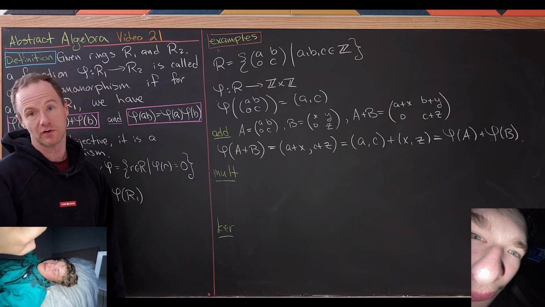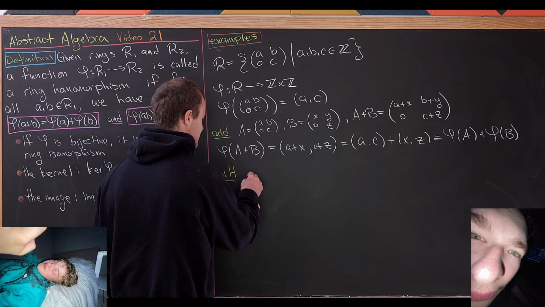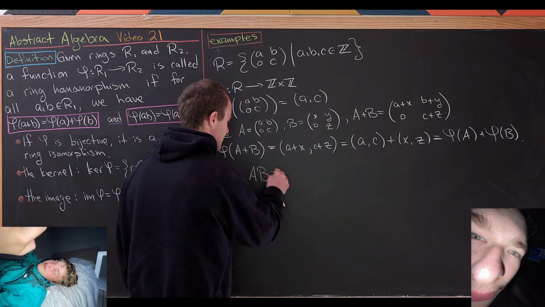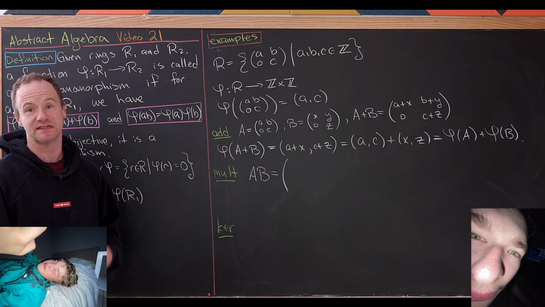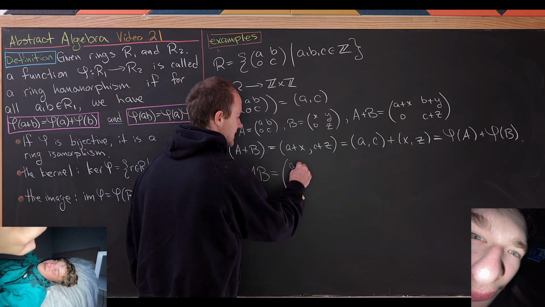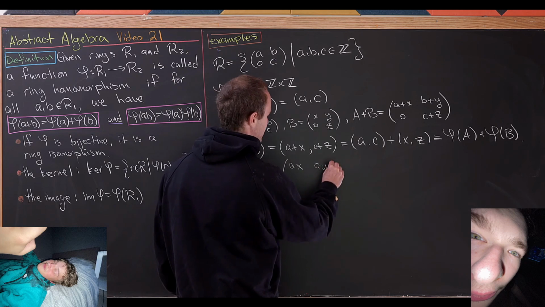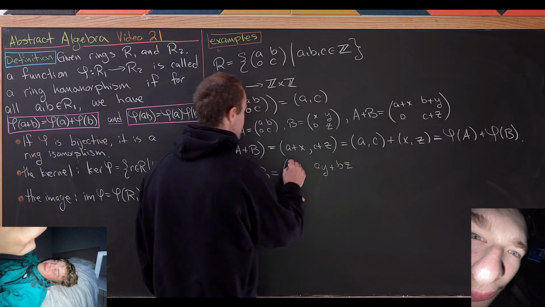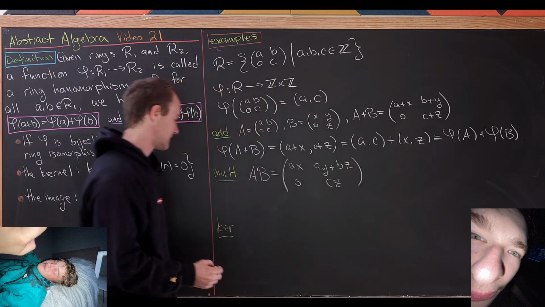Now let's look at the multiplicative property and make sure that's okay. We'll use our same matrices here, but let's notice that the product of these matrices can be calculated using the standard rule for matrix multiplication. So let's see, up here will be the entry ax. Here we'll have ay plus bz, and here we'll have 0 and then cz.